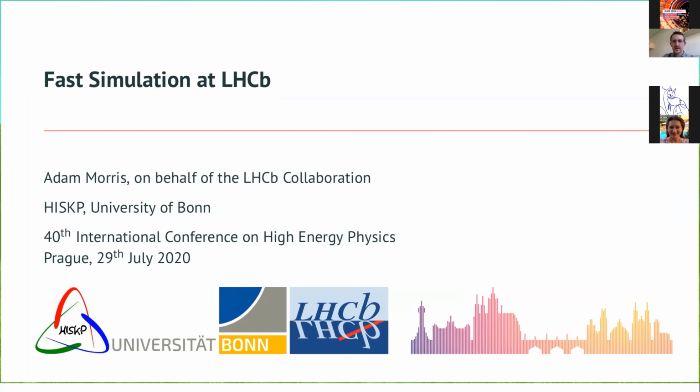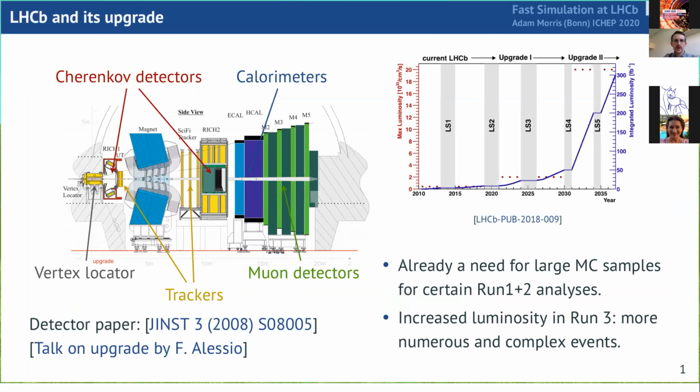Okay, so I'd like to first thank the organizers for giving me the opportunity to speak. I'll be presenting the array of fast simulation options available at LHCb. So just an introduction to the experiment. On the left, we have a diagram where the different subdetectors are grouped together and labeled. There's a link to the 2008 JINST paper describing the experiment. And if you want to know more about the upgraded version, which is currently being installed, there's a talk given by Federico yesterday, which is quite enlightening.